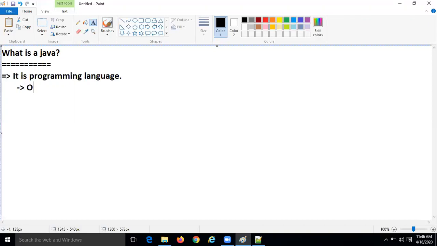Java is an object-oriented programming language. So Java, what kind of language? Java is an object-oriented programming language. Okay, right. So finally, we conclude Java is nothing but a programming language. What kind of programming language? It is an object-oriented programming language.